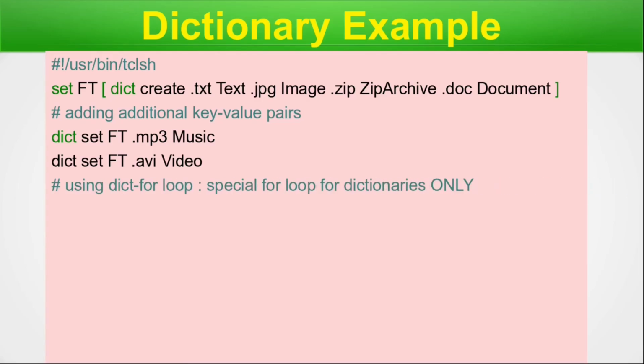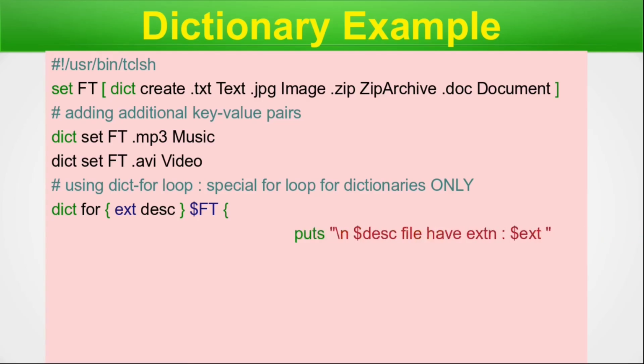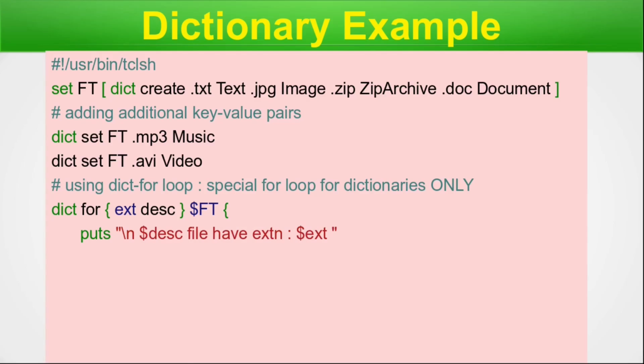So we are using dict for, a special loop for iterating over the key value pairs in a dictionary. So dict for can be used in dictionaries. It cannot be used in any other data structure in TCL. So let's see how we can do it. Dict for, then we give the key value pair as a list. ext I have shortened for the extension, and desc is the description. So ext and desc are the two variables for each key value pair coming from the ft. So here dict for is used, and we are accessing key value pairs of the dictionary ft. And once we get it, we will echo the description and the extension. So the value is printed first and the extension is printed next.